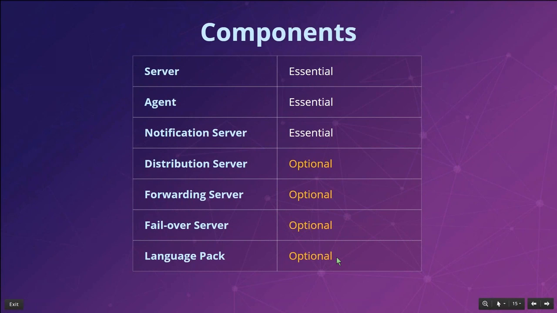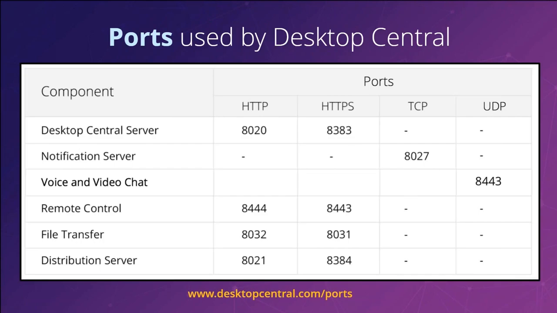Ports used by Desktop Central. Let's look at some of the ports that we use. For agent to server communication, this is a pull method. The agent always contacts the server and takes the information. So agent to server communication happens on 8020 for HTTP and 8383 for HTTPS, secure communication. In a similar way, the notification server can be reached at 8027, which is a TCP protocol. We do have other ports for the distribution server, 8021 and 8384 for secure protocol, respectively.